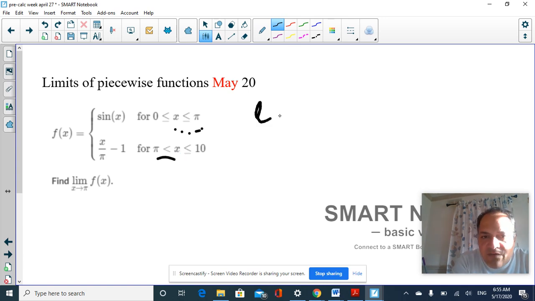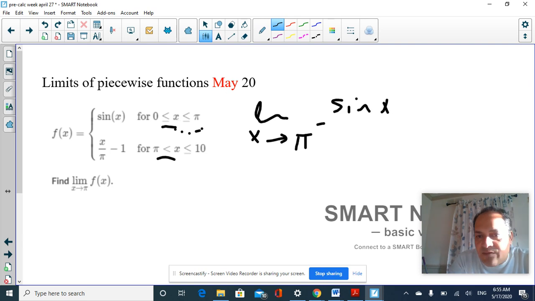So you have to find the limit when x approaches pi from left, and this one will be sine x because it's x less than pi. So now plug in pi. So sine 180, or sine pi, equals 0.